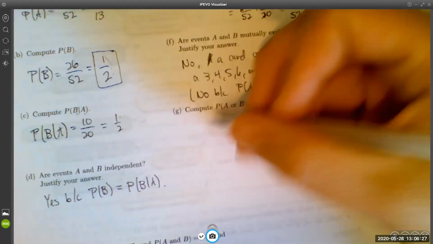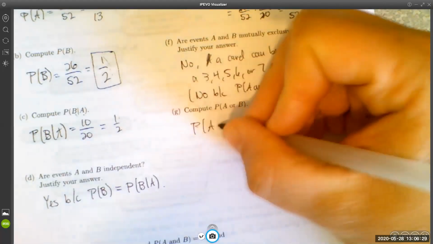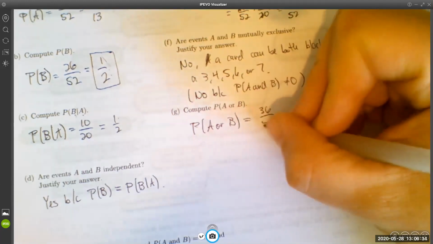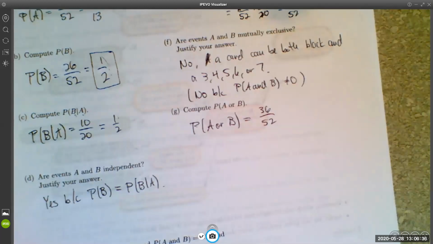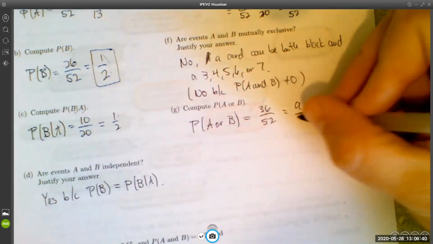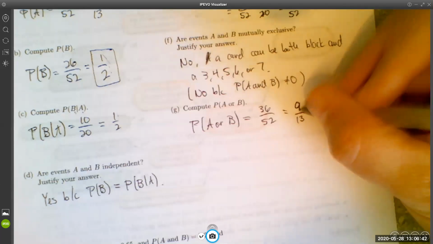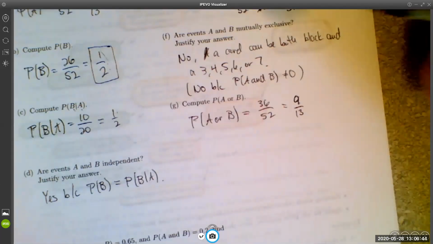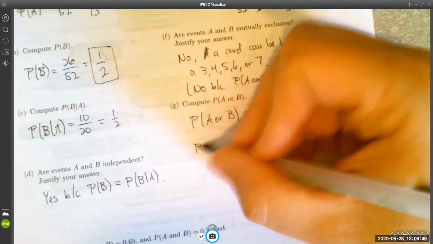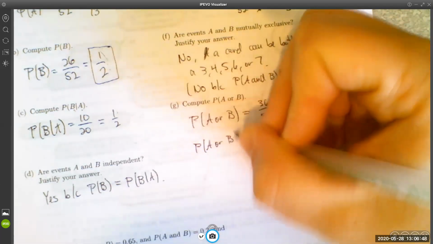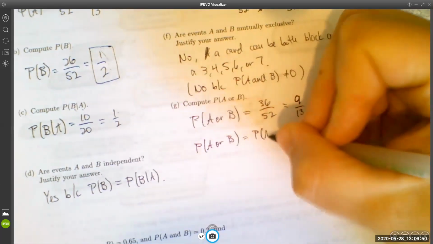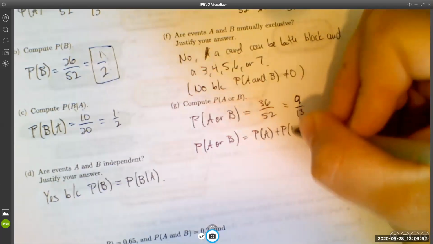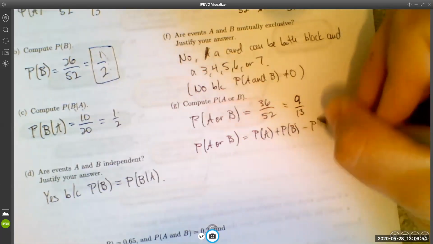So probability of A or B is going to be 36 out of 52, which comes out to 9/13 if you reduce it. Now again, we have a formula for this that we can use, right? Probability of A or B is probability of A plus probability of B minus probability of A and B.